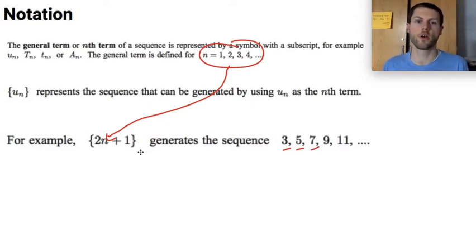So these sets will always use these numbers, 1, 2, 3, and so on and so forth. You can't start at 3. Our sequences always begin with the first number.